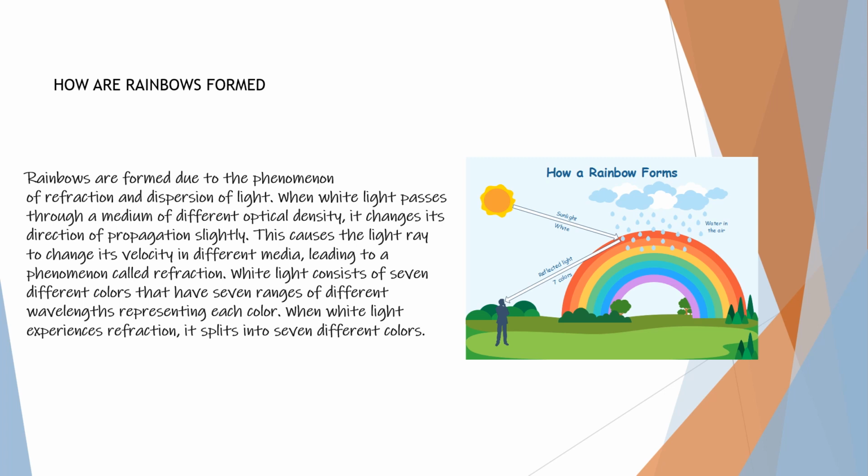When white light passes through a medium of different optical density, it changes its direction of propagation slightly. This causes the light ray to change its velocity in different media, leading to a phenomenon called refraction. White light consists of 7 different colors that have 7 ranges of different wavelengths, representing each color. When white light experiences refraction, it splits into 7 different colors. So here, the water droplets are acting as a prism and the sun as the source of light.